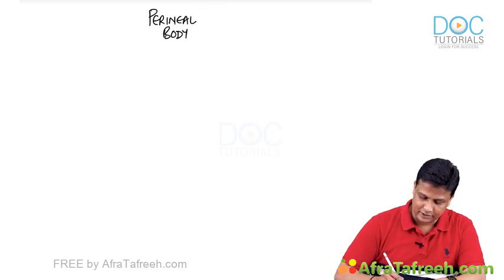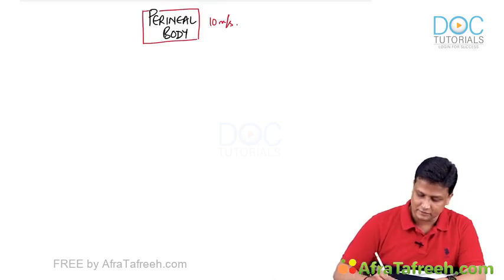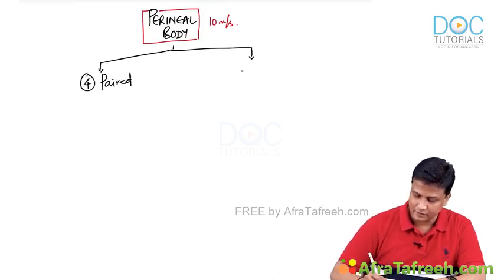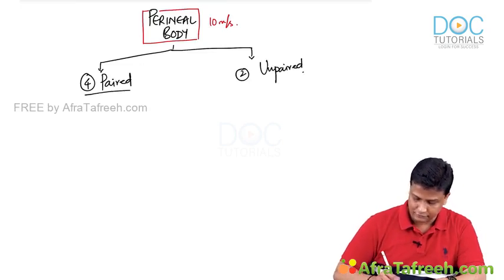So first remember that there are totally 10 muscles meeting at the perineal body. And out of these 10 muscles which are meeting at the perineal body, 4 will be paired muscles, and then there will be 2 unpaired muscles. Now what are these 4 paired muscles?